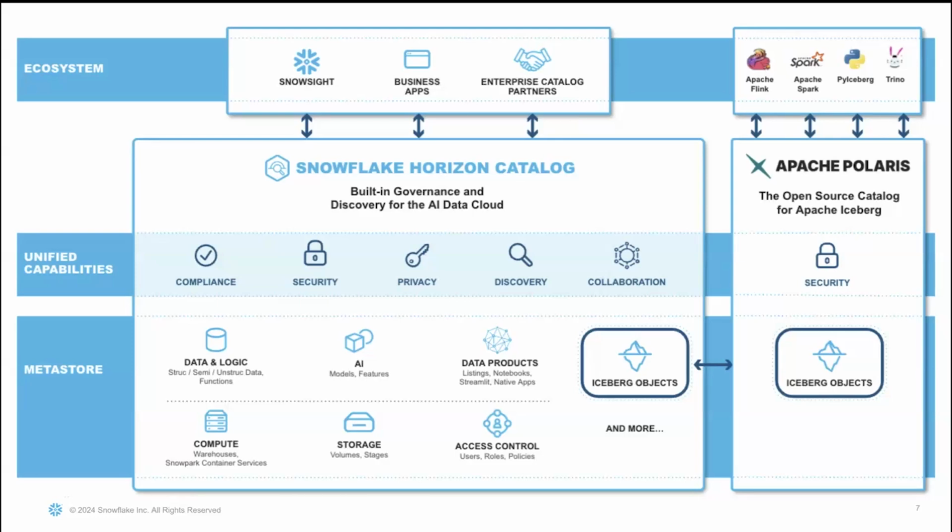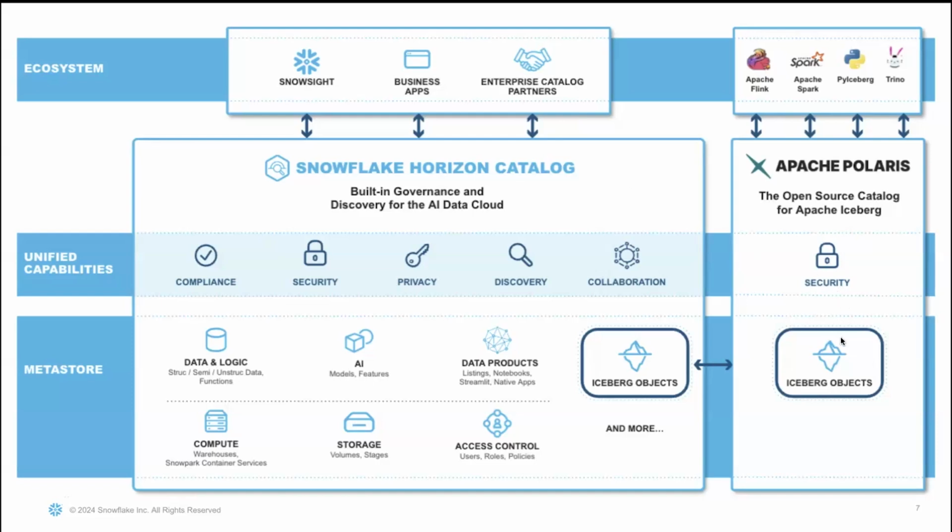The Apache Polaris Catalog, which is on the right side, is primarily built for Iceberg. Both of these are designed to be separate products because they cater to different personas as well. However, it is very important to have a very strong integration between the Horizon Catalog and the Polaris Catalog. So that's what I'm going to focus on right now.